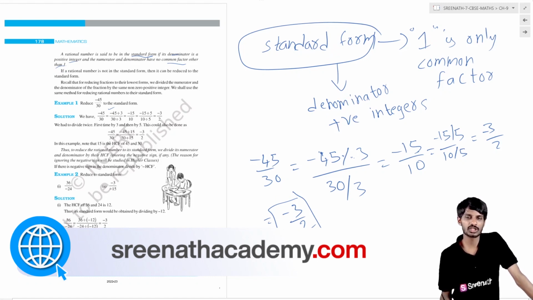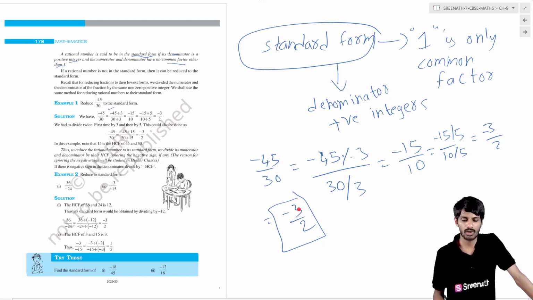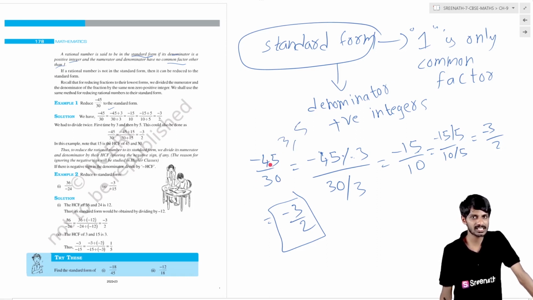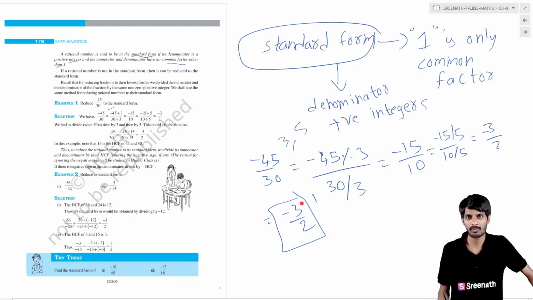An example is minus 3 by 2. 3 and 2 have 1 as their only common factor. But minus 40 by 30 has 5 and other common factors, so this number is not in standard form. But minus 3 by 2 has 1 as the only common factor, and the denominator must be positive. If a number satisfies these two conditions, then it is in standard form.